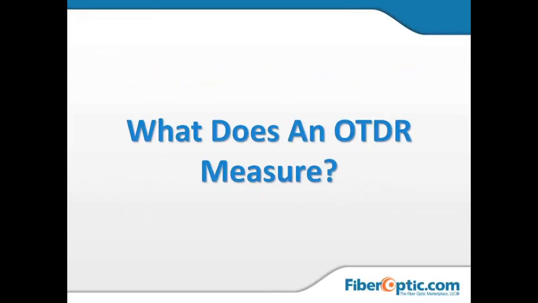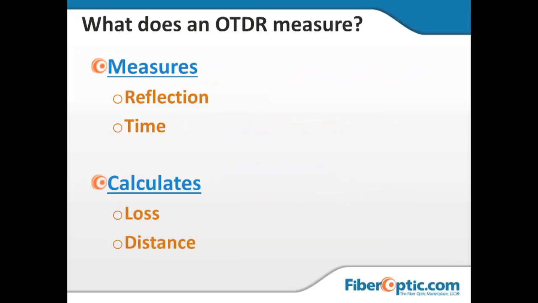Now, what do we actually measure? A lot of people think that an OTDR measures loss and measures distance. The short truth of it is that an optical time domain reflectometer measures time and measures reflectance. That's it. That's the whole magic, is it measures time and reflectance.